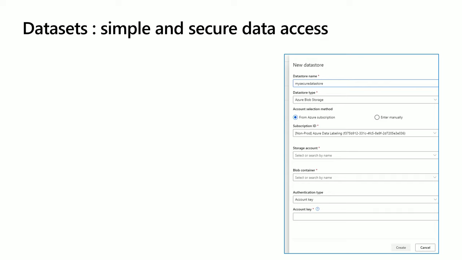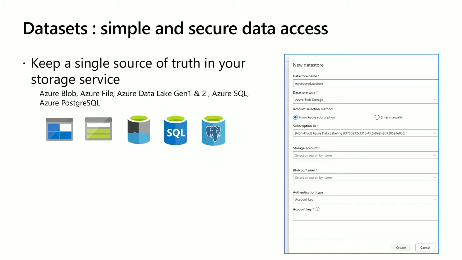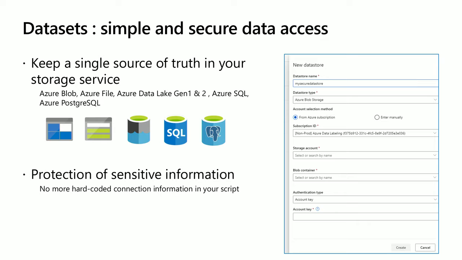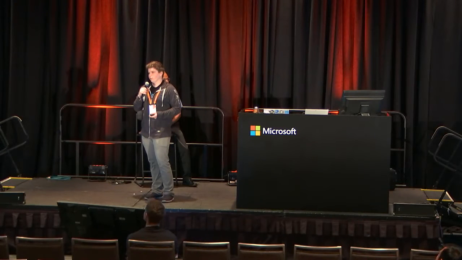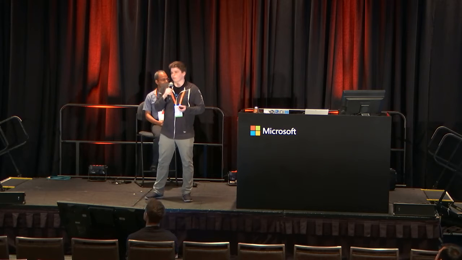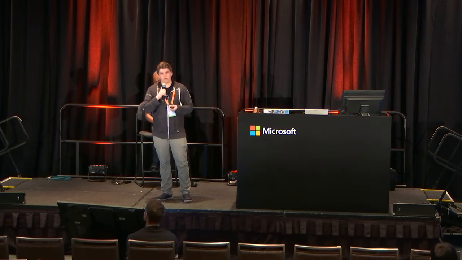So datasets you can create from a data store in the Azure Machine Learning service. They allow you to keep a single source of truth and protect your sensitive information. We just launched RBAC support, so you can control exactly who has control and access to these datasets. And the other thing is that they allow you to track the lineage throughout your machine learning lifecycle, so you know where your data was used and you can reproduce those models. This is important in a production machine learning setting, where I need to know exactly how my model was trained so I can go back and explain it and have the auditability.